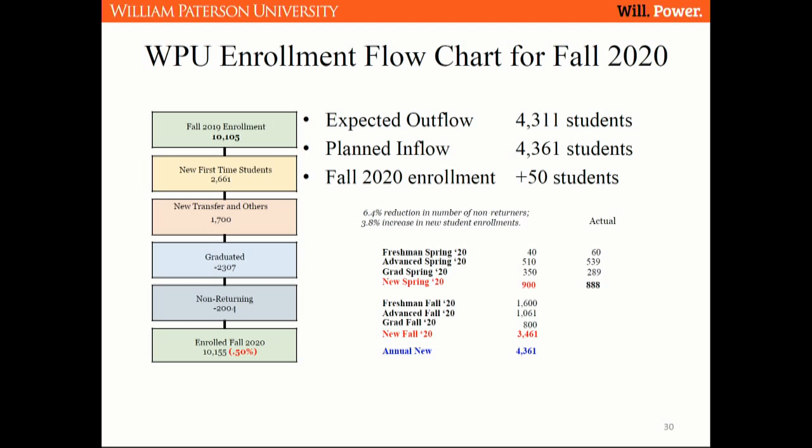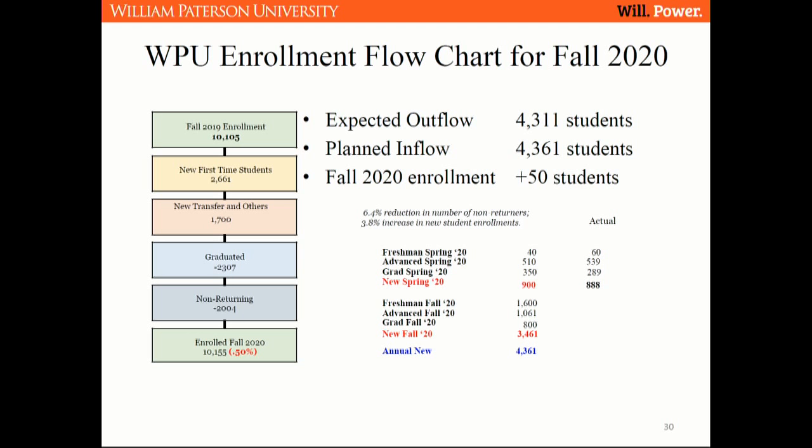If you look at the little table just below that, you'll see the goals for spring and the goals for fall. So the freshman goal for spring was 40 students. We actually ended up with 60 students. Advanced standing, the goal was 510 students. We ended up at 539.